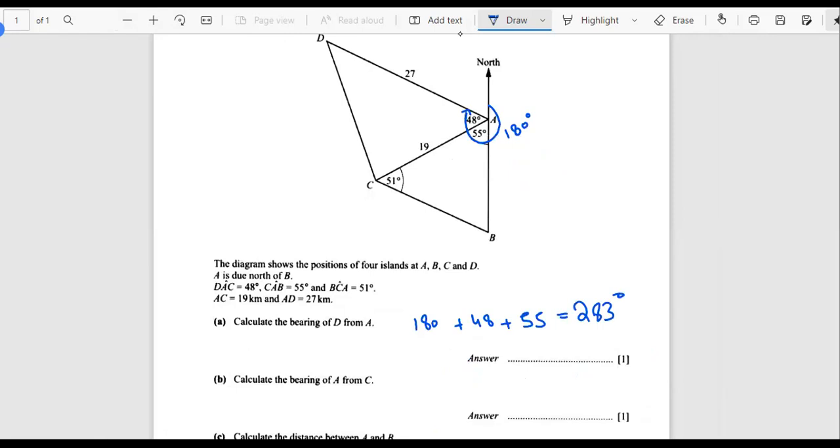Yes, ma'am. Okay. Then please calculate the answer for the second part. Calculate the bearing of A from C. Okay, it's obvious to me. That's okay. Yeah. Okay, please do the second part, both of you, and tell me the answers.